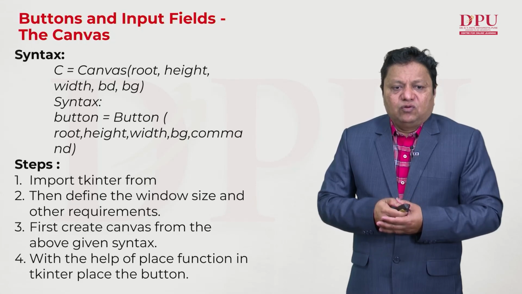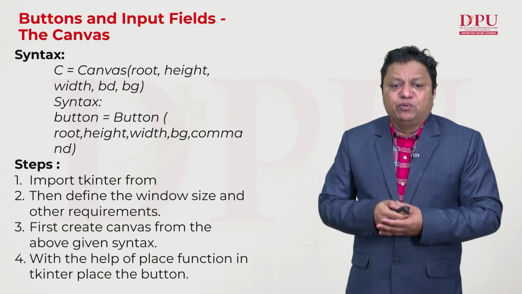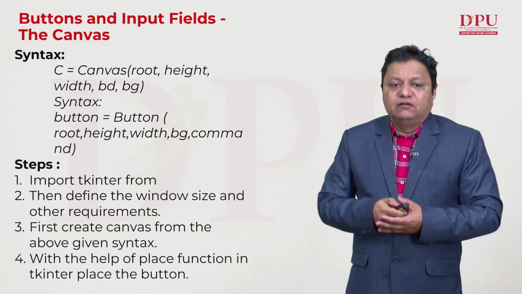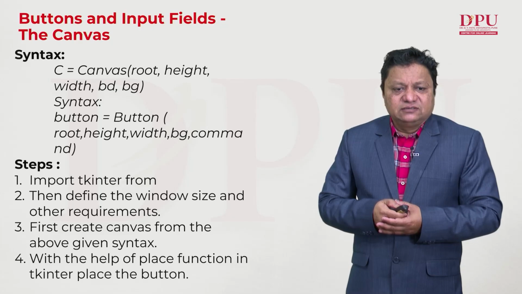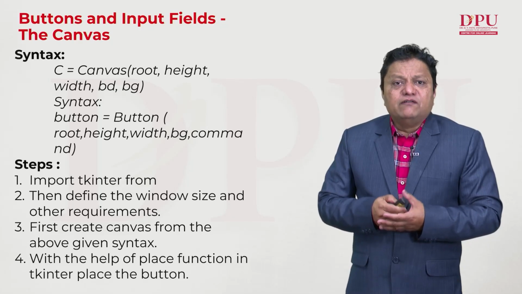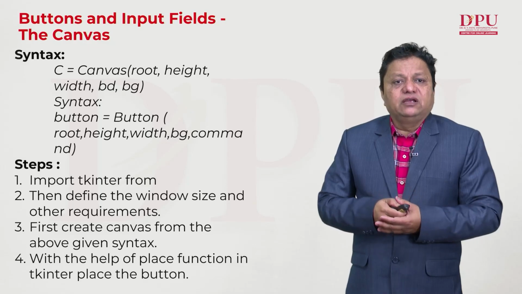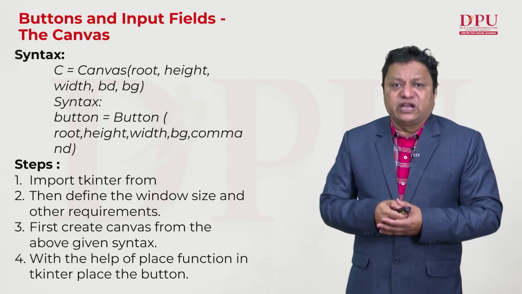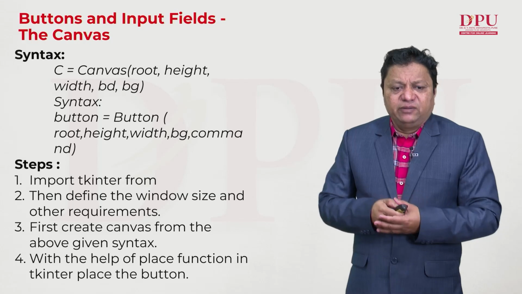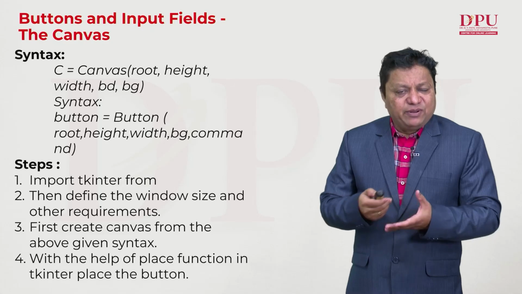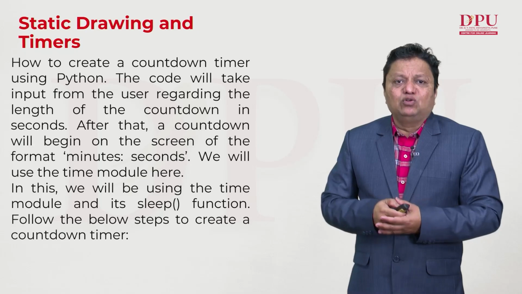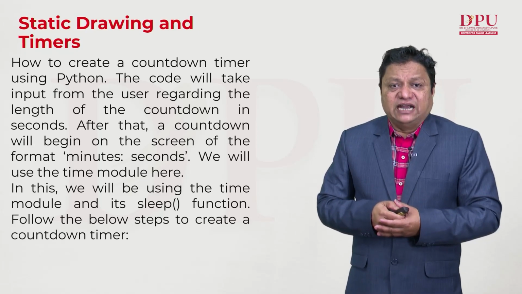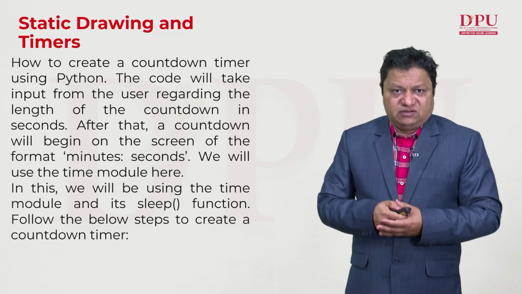So, now what are the steps? The first step is to import Tkinter from the library, then define the window size and other requirements as well. First, create the canvas from the above given syntax, that is c is equal to Canvas, and provide the appropriate attributes, and with the help of the place method in the Tkinter library, place the buttons on the canvas.